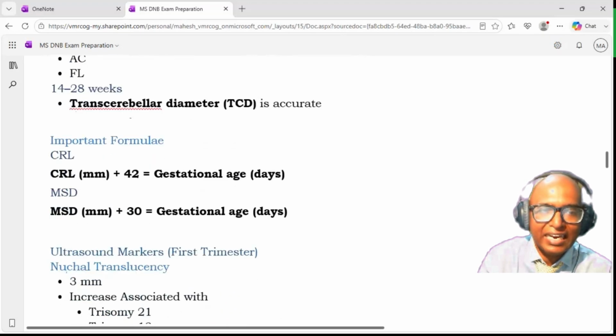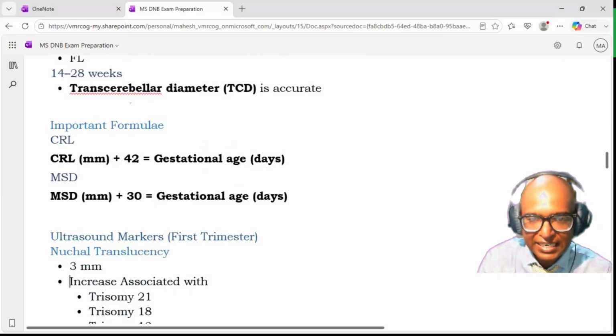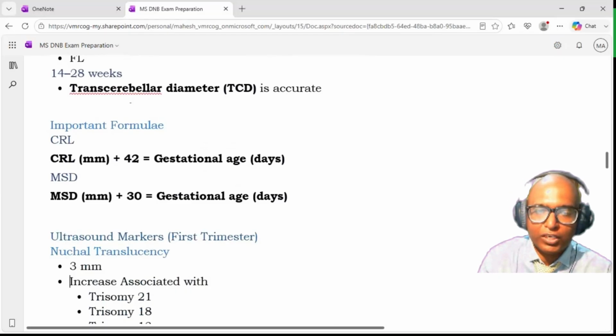Okay. The CRL. You can calculate certain formulas. Also, you should know how to calculate the gestational age in days. CRL in millimeter plus 42 will be the gestational age. Okay. If you are measuring the mean sac diameter, it is the mean sac diameter plus 30 that will give you the gestational age in days.